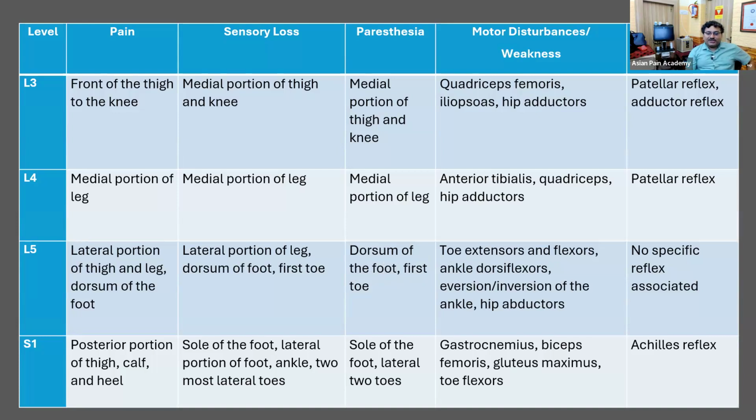Whereas S1 goes from the posterior portion of the thigh and heel, and sensory loss occurs in the sole of the foot and the two most lateral toes.